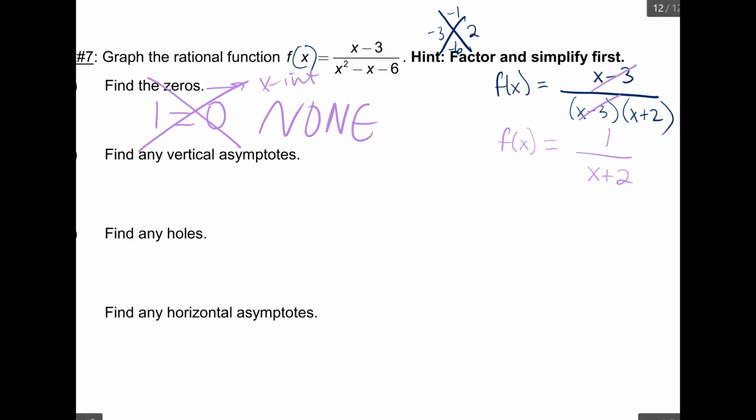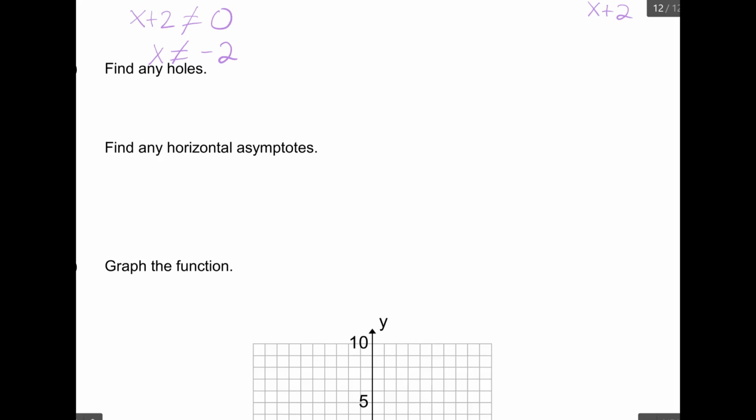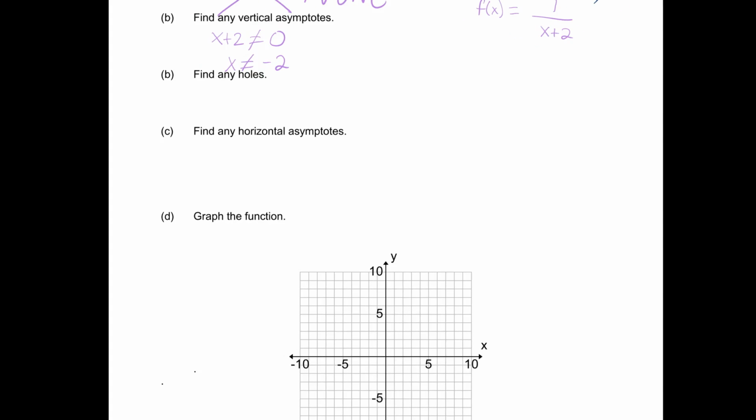If I wanted to find the vertical asymptote, how would I do that? Set the bottom equal to 0. So x plus 2 cannot equal 0, because if it does, we'll be dividing by 0 and it's undefined. Meaning x cannot equal negative 2. So I'm going to draw a little vertical asymptote at x equals negative 2, just so I can see it.